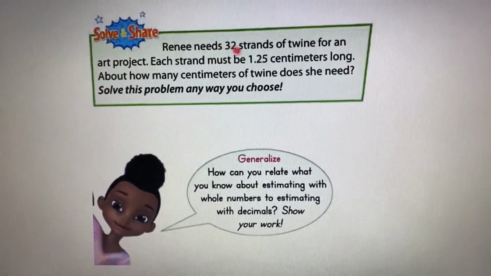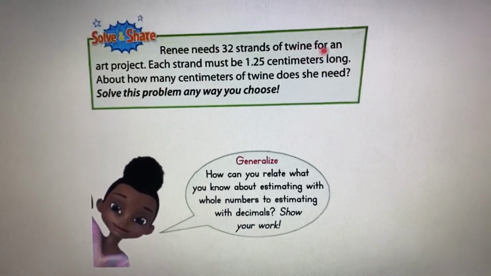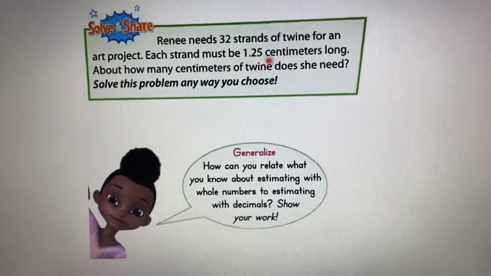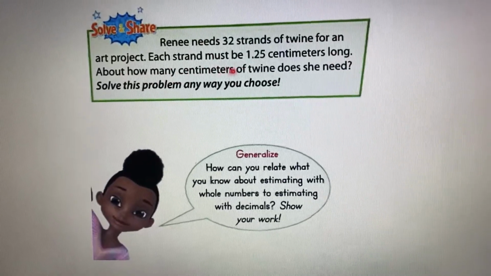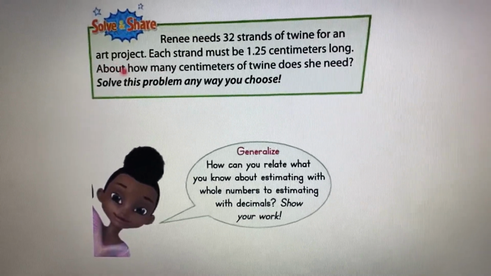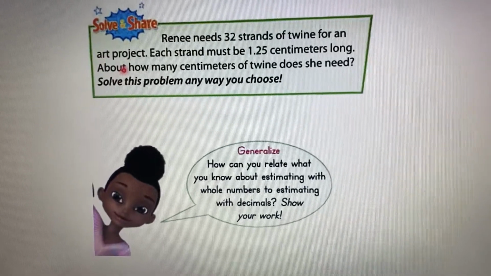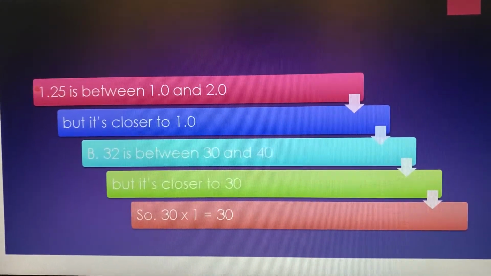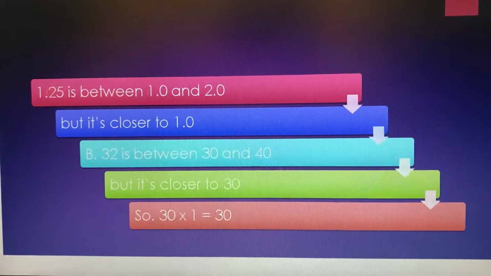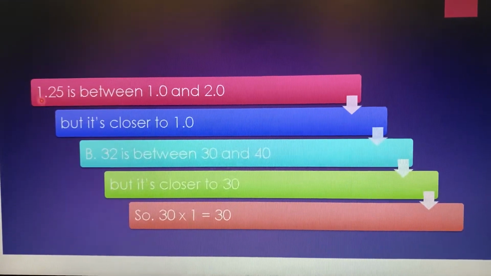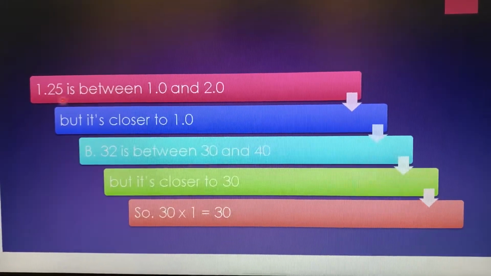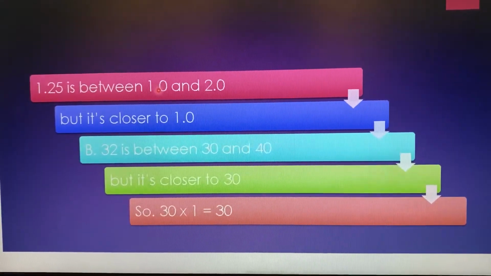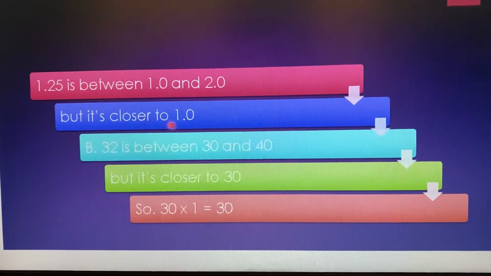Renee needs 32 strands of twine for an art project. Each strand must be 1.25 centimeters long. About how many centimeters of twine does she need? Since I saw about, that means I need to estimate. Look at the whole number, forget about the decimal. 1.25 is between 1 and 2, but since I have a 25, it is closer to 1. So 1.25 is closer to 1.